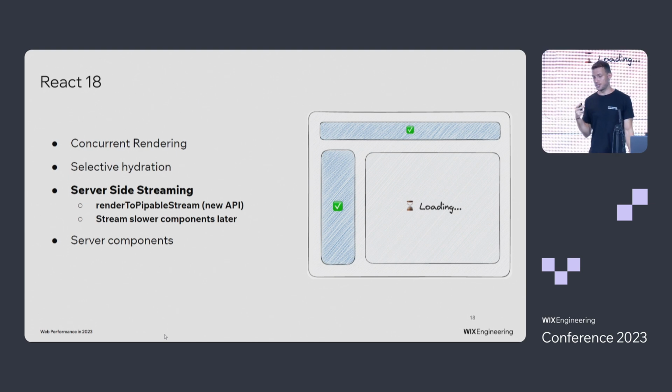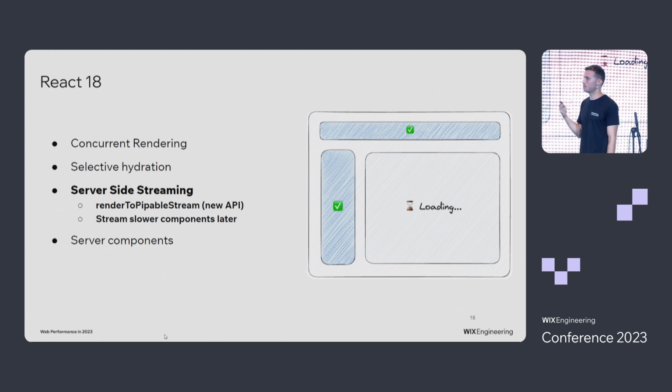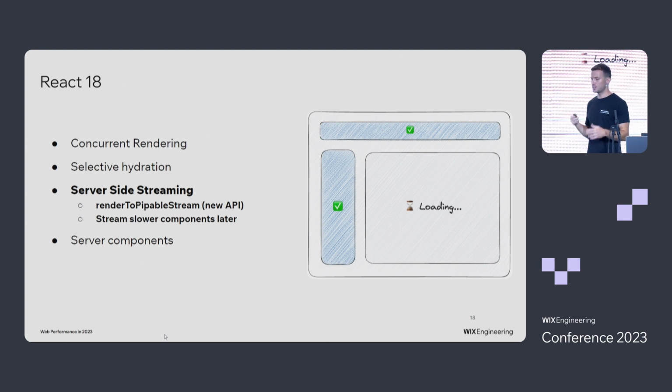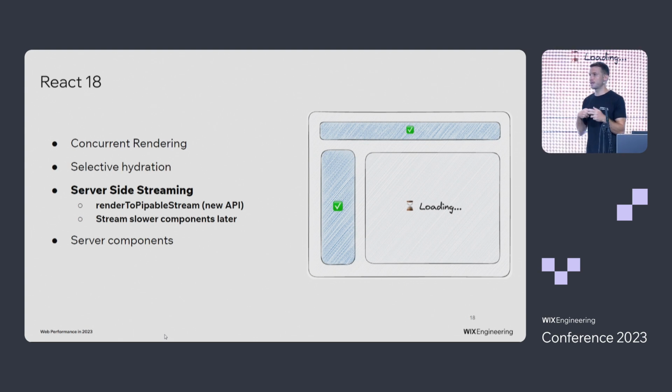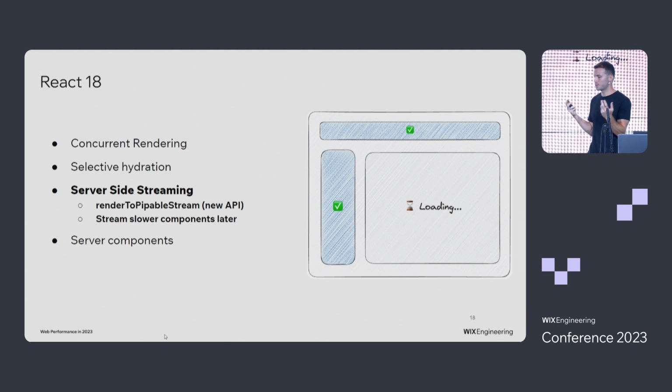The second feature of React 18 is server-side streaming. We talked about how streaming components from server to client can improve the user experience. React 18 has the new renderToPipeableStream API. We're going to see it in the demo. We can use it to stream components to the browser. We can stream fast components first and slower components later, to improve the user experience and how fast it seems like the page is loading.